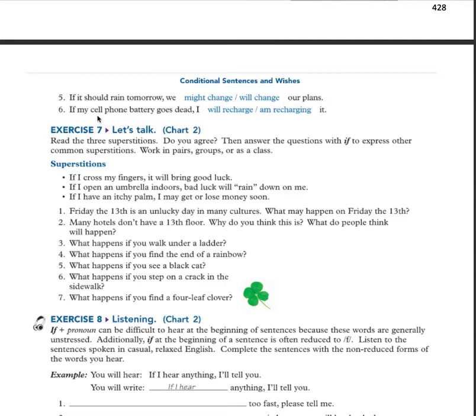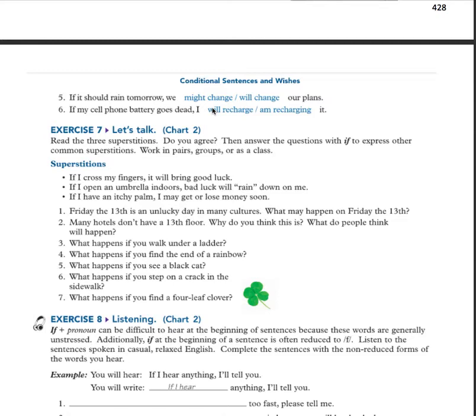Number 6, if my cell phone battery goes dead, I blank it. So this will only be, we'll recharge it. Because you're not doing it right now. See, you will do it in the future. I will recharge it. Okay?